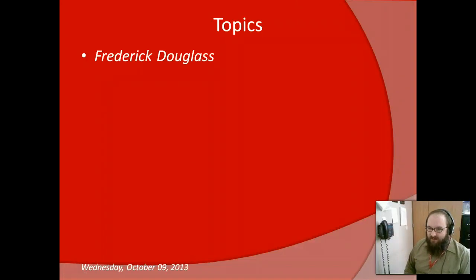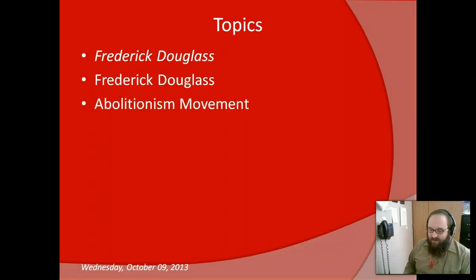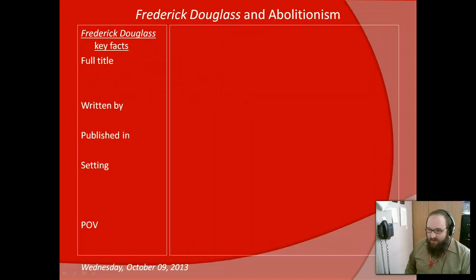First of all, we're going to talk about Frederick Douglass. It's italicized, so I mean the book, Frederick Douglass, as in his narrative. We're also going to talk about Frederick Douglass, the man, and then a little bit about the abolitionism movement, which as we continue our unit on abolitionist literature, we'll get more and more into what went on with the abolitionism movement. Let's talk about Frederick Douglass.